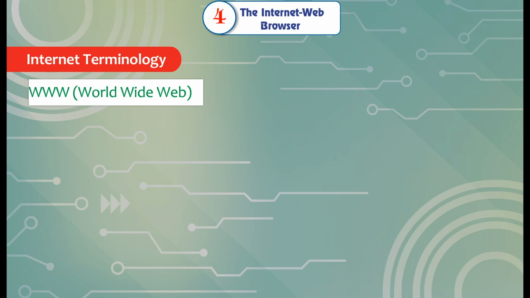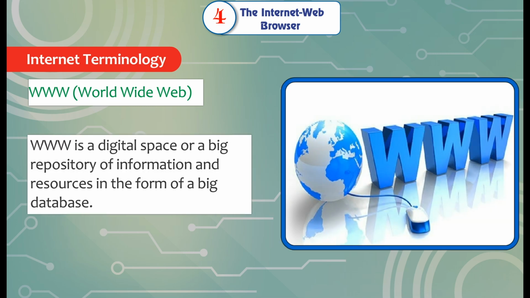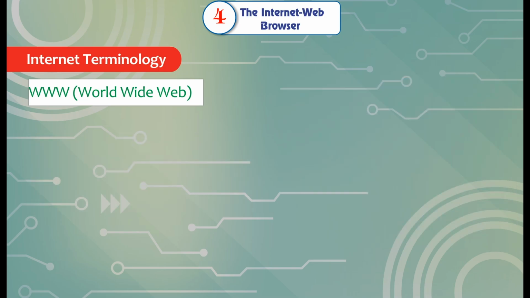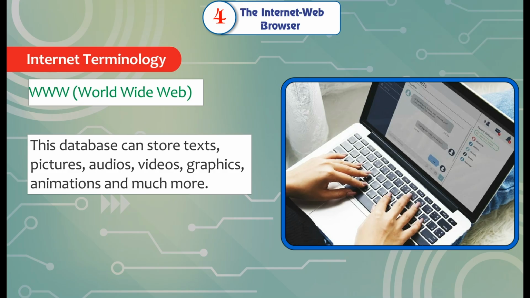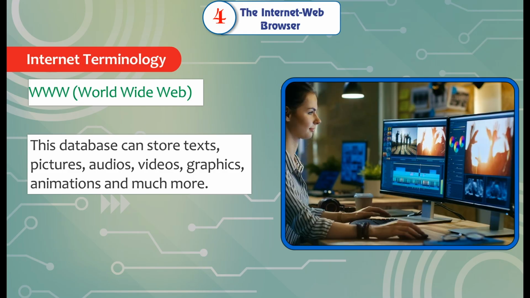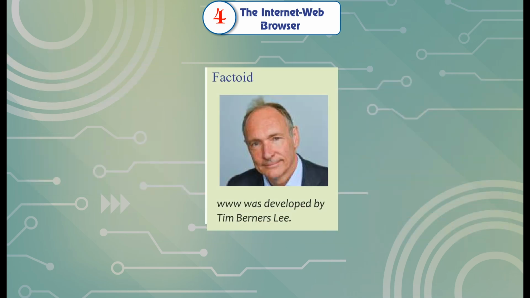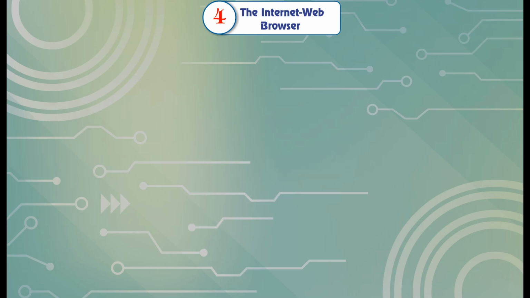WWW, World Wide Web. WWW is a digital space or a big repository of information and resources in the form of a big database. It is a way to acquire the information that is stored in a big database. It is also known as the Web or W3. This database can store texts, pictures, audios, videos, graphics, animations, and much more. Factoid: WWW was developed by Tim Berners-Lee.